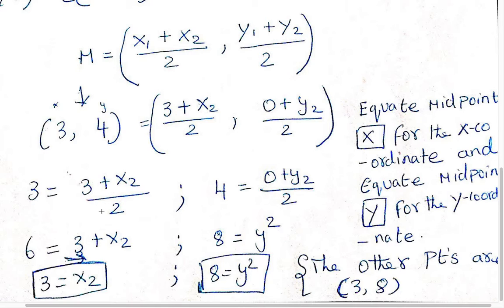And so remember, we don't like fractions. You're going to get rid of it by using the multiplicative inverse. So 3 times 2 gave you 6, which left you with 3 plus x2. And you're going to isolate the variable and find x2. The same thing over here, you're going to find your y2. So now you have the coordinates for the other endpoint, which is nothing but 3 comma 8.